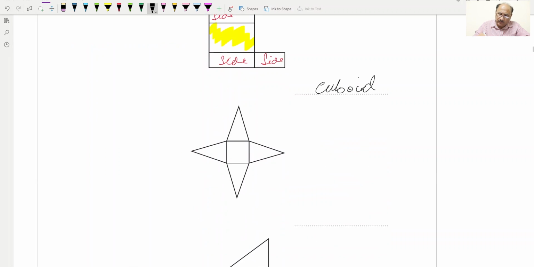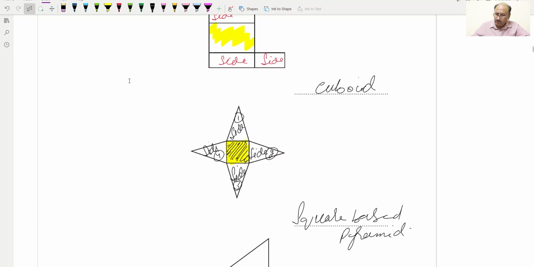And the next one, this is basically the base, and these are sides, side 1, and this is side 2, this is side 3, and this one is side 4, and they are folding up to a square based pyramid, because the base is square, the base is this one which is square. So we will write square based pyramid, and this will be our answer.